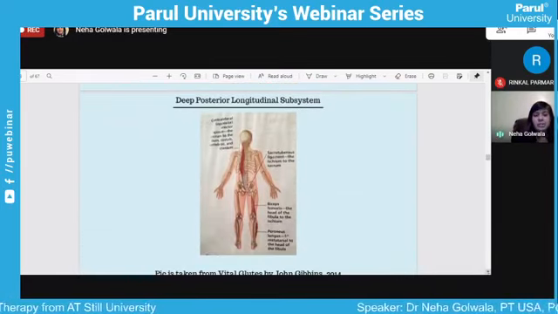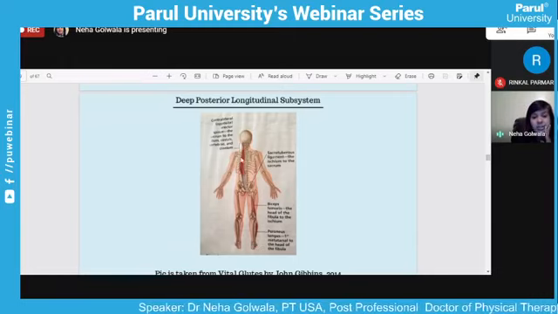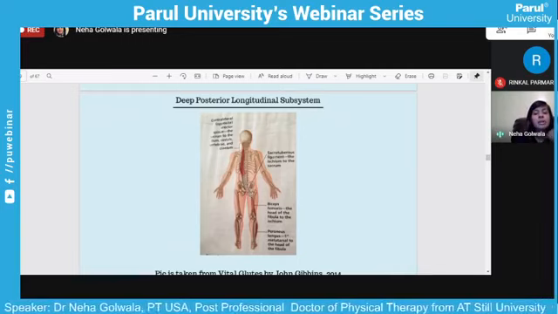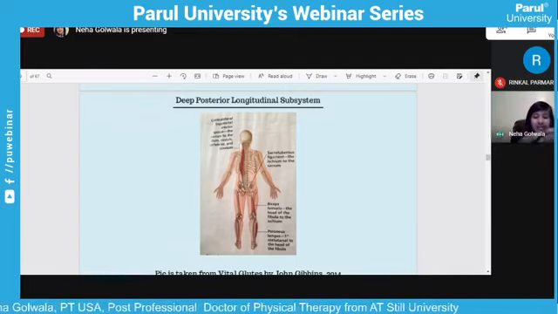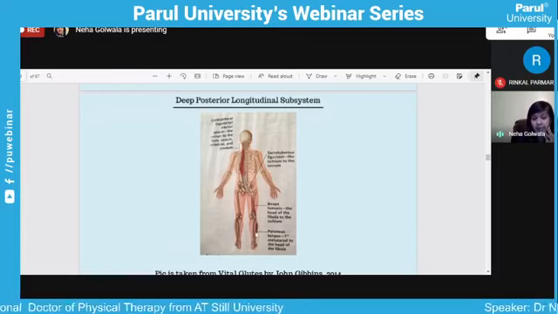Deep posterior longitudinal subsystem. This is not the antagonist, they are more synergist. That means they are more supporting muscles, but they are equally important because it goes all the way from the base of your neck to the ankle. So if we consider all the erector spinae from the cervical spine all the way down, and then it goes to the sacrotuberous ligament. The sacrotuberous ligament is the ligament which attaches the sacrum to the ischial tuberosity. So it stabilizes the whole pelvis from sacrum to ischial tuberosity, and it transfers the load into biceps femoris and then peroneal here. So part of the hamstring and then the peroneal muscle here.